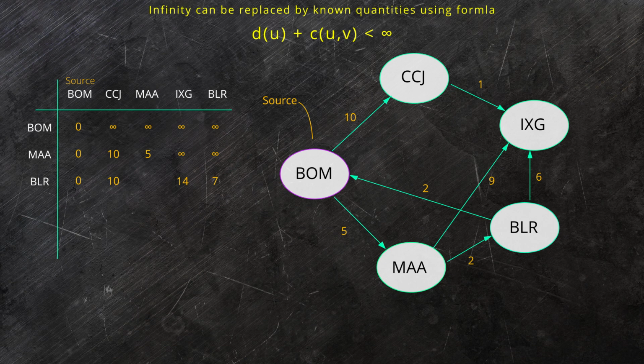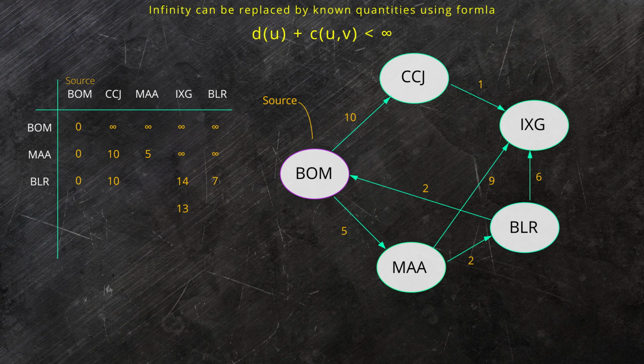Now BLR to IXG. That is 14. What is the value for BLR? That is 7. And cost of operating from BLR to IXG is 6. So 7 plus 6, that is 13. So what is minimum here? 7 is minimum. So that cannot be updated. So you will be carrying that value down as it is. BLR to IXG, that is 7 plus 6, 13. 13 is less than 14. So you will be carrying that down.